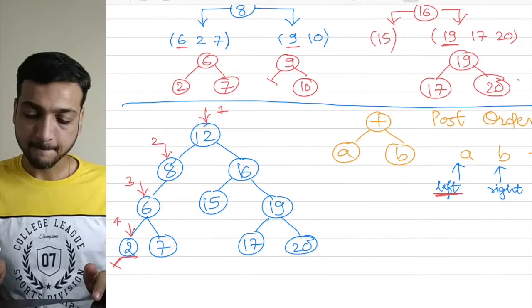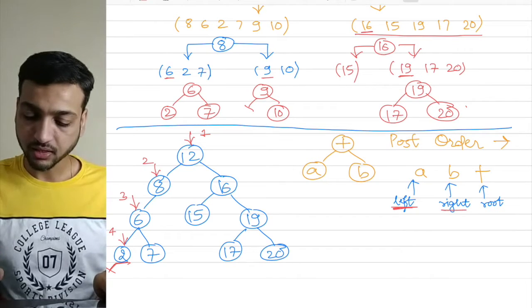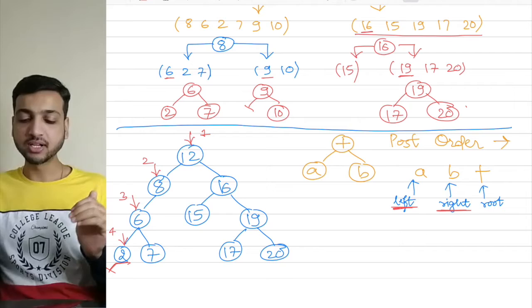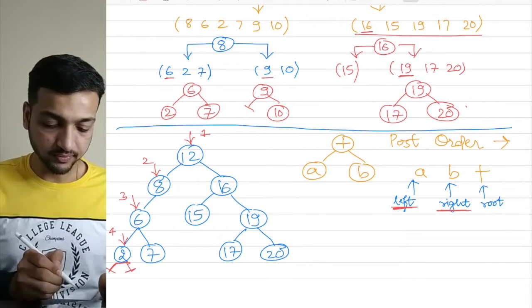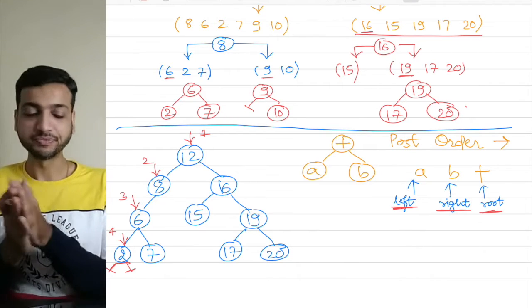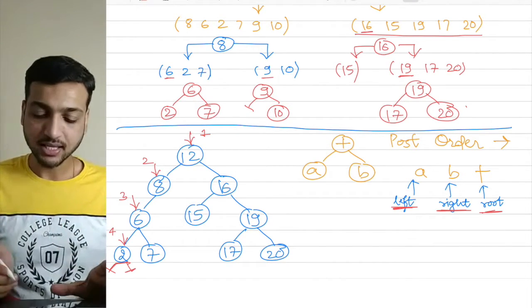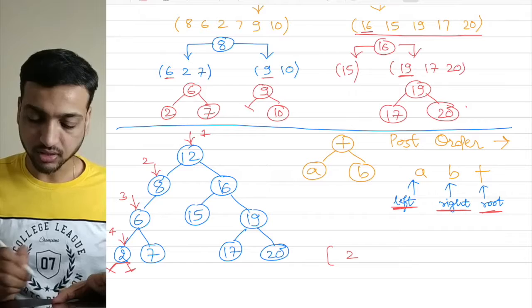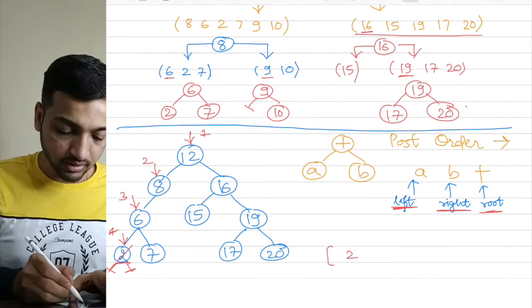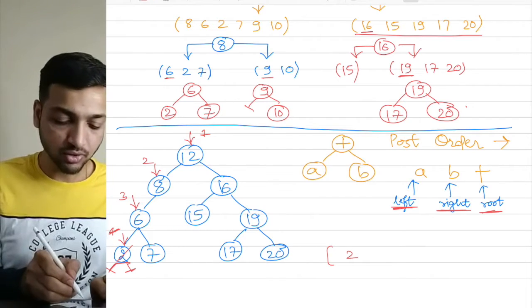Okay, this left is done. Left of 2 is null. Then I go to the right. Right of 2 is also null, and then I will visit the root as per the post order traversal algorithm. So 2 will be visited, and thus this is how 2 will come as my first value. Now once I'm done with this node, I will go back.